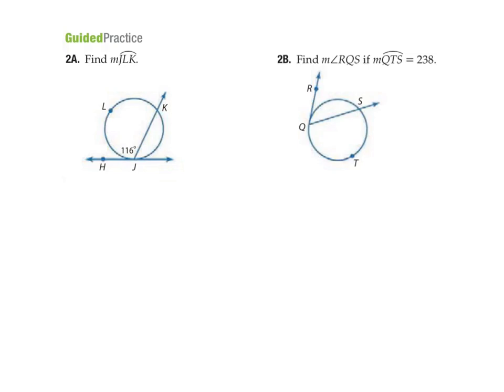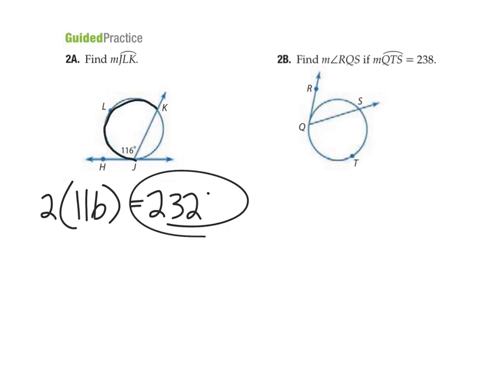This first one here, they're wanting us to find the measure of arc JLK, so that's going to be this arc right here. We know that it's going to be twice as big as the angle, so I'm going to do 116 times 2, and that's going to equal 232 degrees. That's the measure of arc JLK.